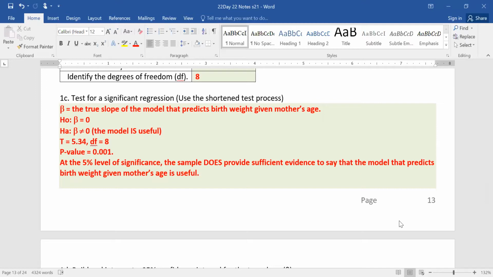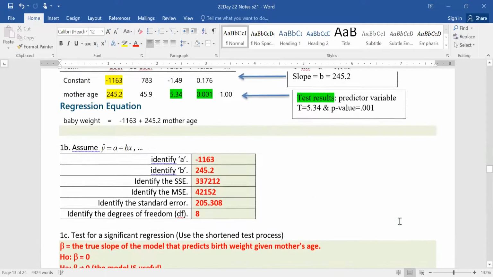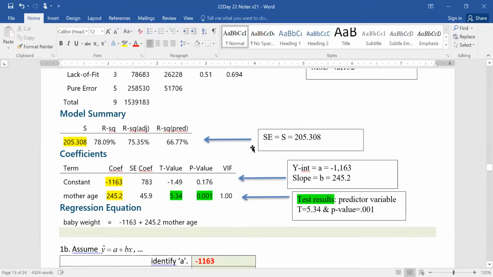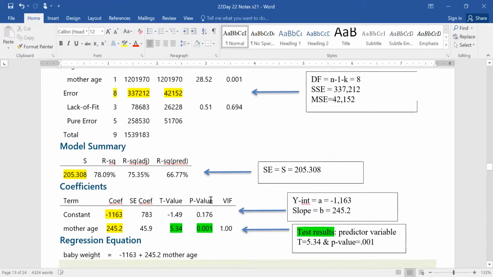So my T and my degrees of freedom and my P, I need to show you where to find those, right? So remember what I wrote in our notes. When you have your output, it's the coefficients piece right here. Coefficients, and you're going to look under the predictor. So the predictor is mother's age. That's my X. My T value, I have them highlighted in green, 5.34. My P value, so that's the area in the tails, 0.001. Okay. My degrees of freedom we just talked about up here is 8.